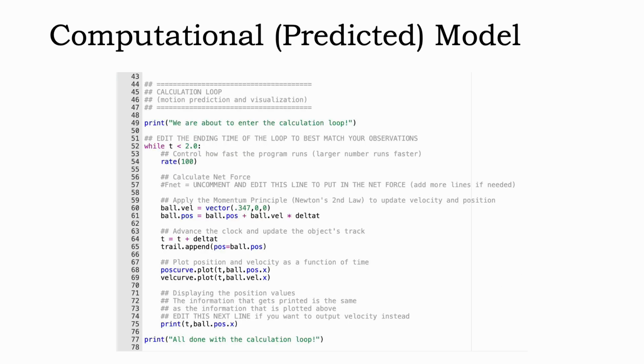Here, the code simulates the motion over time. The section runs inside a loop that advances the system in small steps. During each time step, the program updates the position using the equation x equals x plus v times delta t. Since acceleration is zero, velocity does not change. Therefore, the object continues moving at a constant velocity throughout the simulation. As the loop runs, the program continuously calculates and stores position versus time data, which is then used to generate a graph. This section represents the computational model predicting the motion.